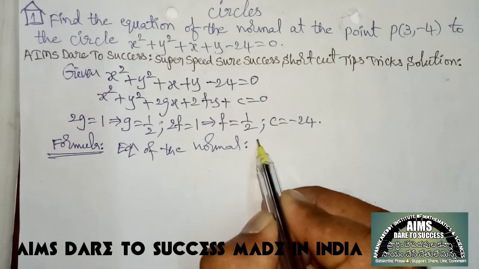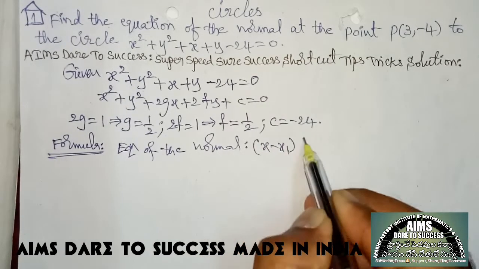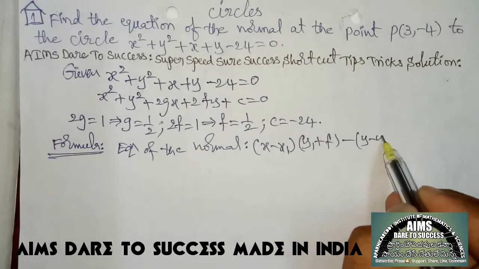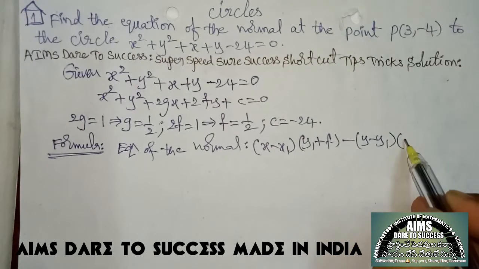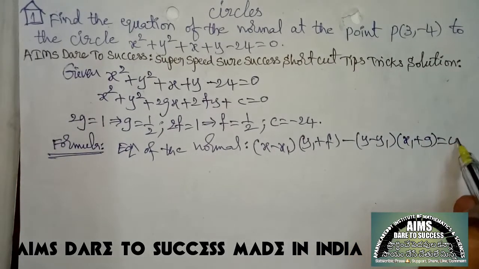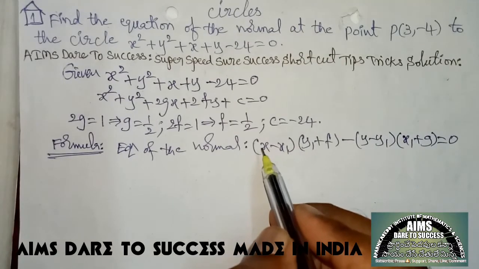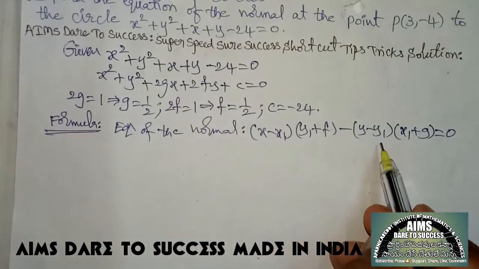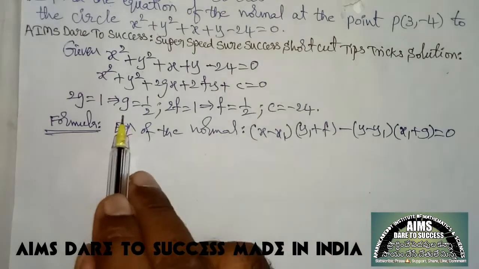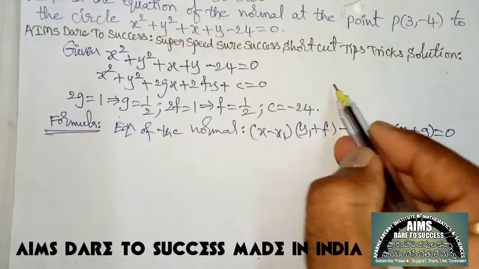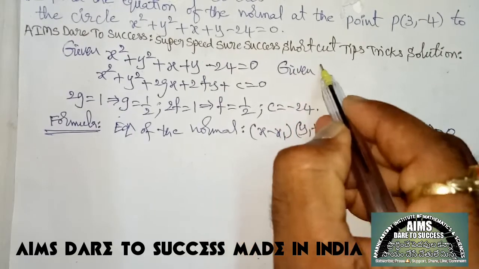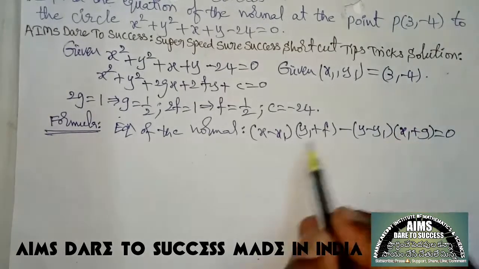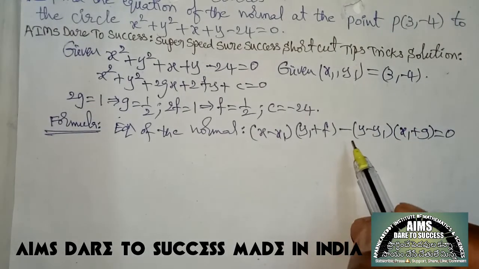the equation of the normal is (x minus x1) into (y1 plus f) minus (y minus y1) into (x1 plus g) is equal to 0. This is the equation of the normal. The formula is (x minus x1)(y1 plus f) minus (y minus y1)(x1 plus g) is equal to 0. Here we have the f and g values, and the given point (x1, y1) is equal to (3, -4). According to that, you can substitute the values.